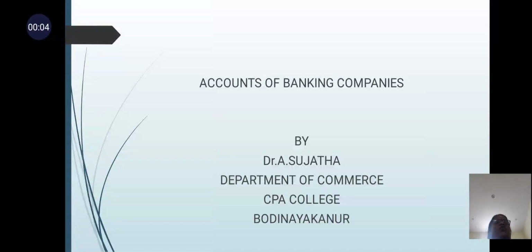Today we are going to talk about banking company accounts. Introduction. Just like other commercial businesses, banking is also a business. It receives certain income as well as incurs certain expenses. In an earlier stage, it performed primary functions, that is accepting deposits and lending money, and other services, that is locker services and other services on behalf of the customer.